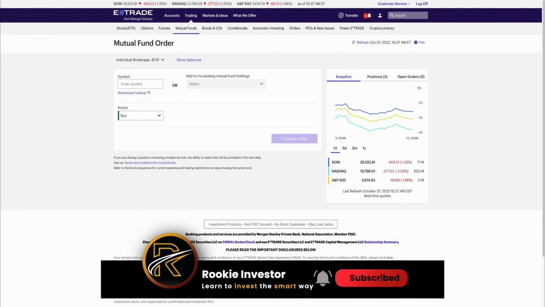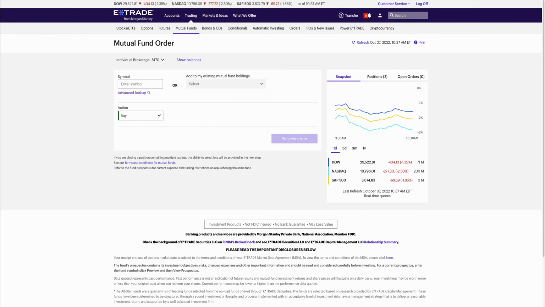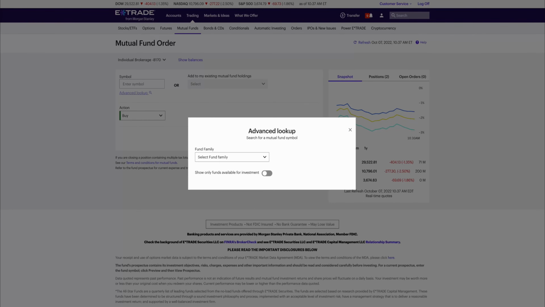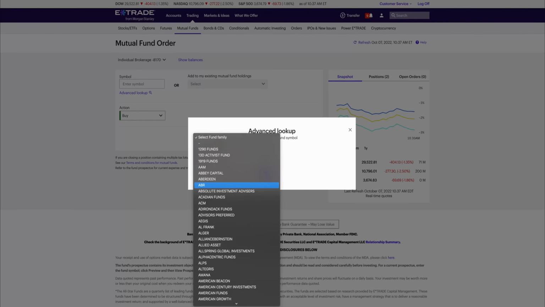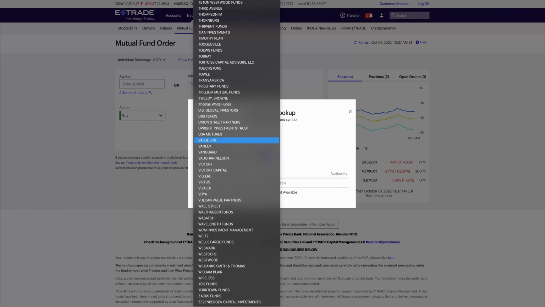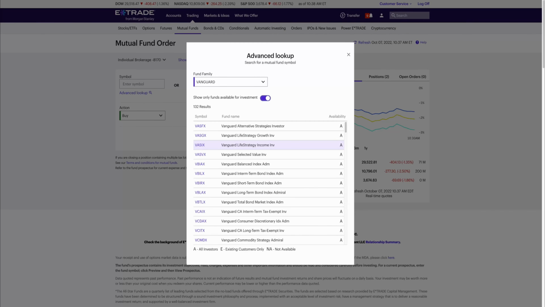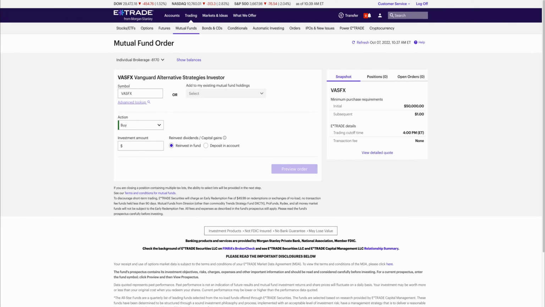But basically, mutual funds are investment strategies that allow you to pool your money together with other investors to purchase a collection of stocks, bonds, or other securities that might be difficult to recreate on your own. In Etrade, you can either enter the symbol of a fund you want to buy, or you can use advanced lookup to locate trading funds. You can choose Vanguard and you will have 132 funds to pick from. Let's pick the alternative strategies one. Click detailed quote and then you will be presented with the information on the mutual fund.